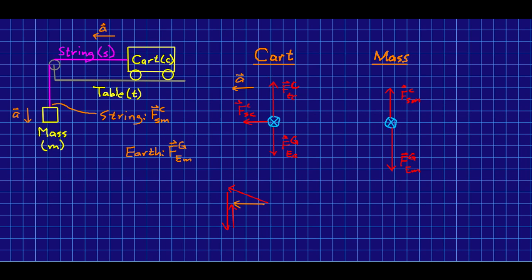And I've deliberately made the gravitational force bigger than the force that the string is exerting because we know that the acceleration of the mass should be down, and so the vector sum of forces should be down. Now the only other thing to note is that because these forces that the string is exerting on the cart and mass are probably quite a bit bigger than the gravitational force on the string, that means that these two forces that the string exerts, one on the cart and one on the hanging mass, should be about equal in magnitude.